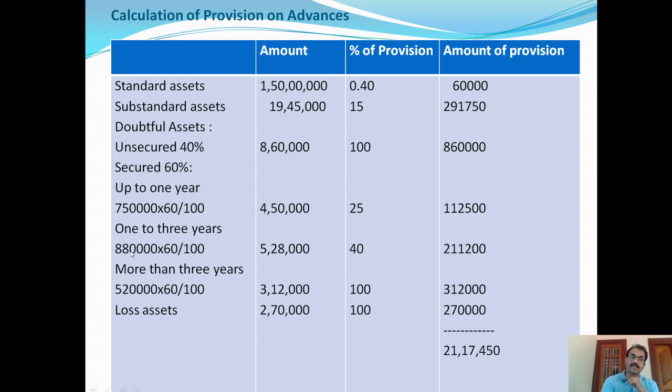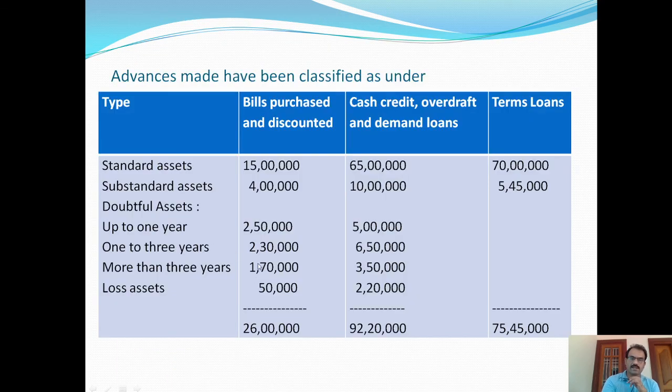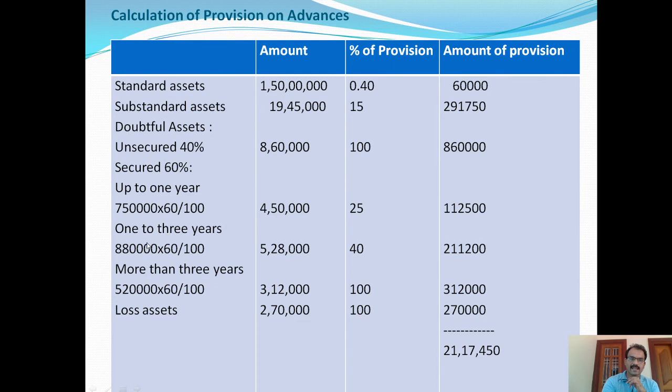Total 8,80,000: 2,30,000 plus 6,50,000 is equal to 8,80,000. So 8,80,000 into 60% is the secured portion, equal to 5,28,000. In this case, 40% provision is required. 5,28,000 into 40% is equal to 2,11,200. More than 3 years: total 5,20,000. Then the secured portion, into 60 by 100, is equal to 3,12,000. In this case, 100% provision is required.